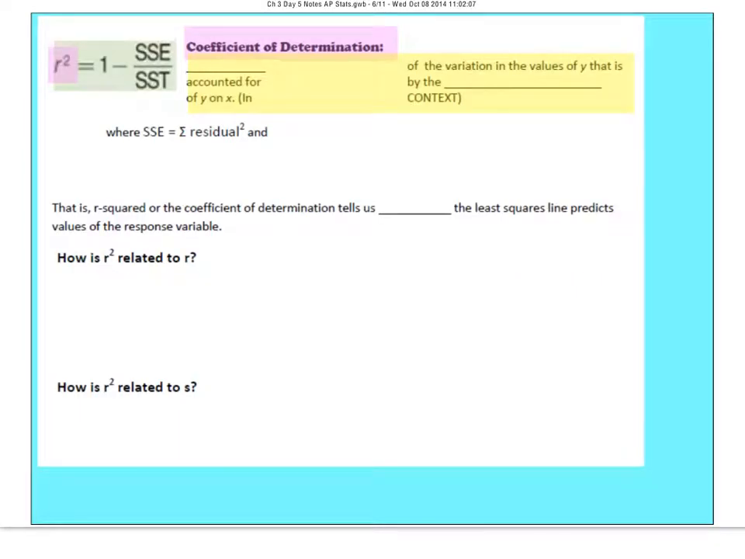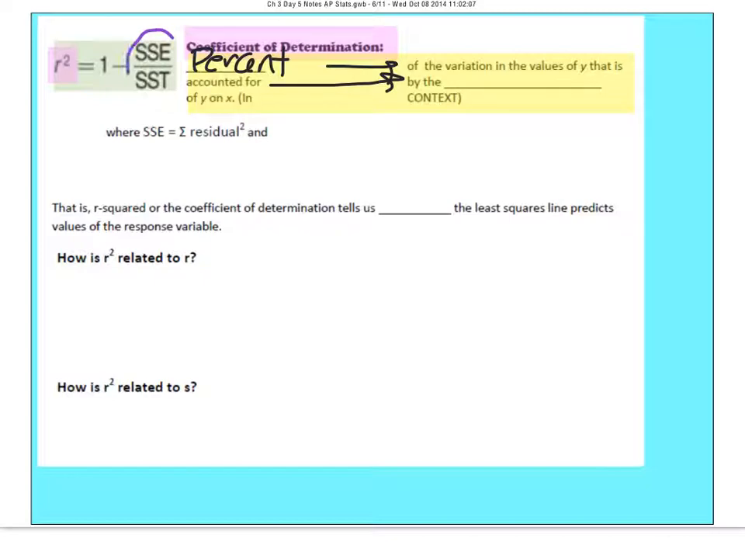The second thing I want to tell you how to define is called the coefficient of determination, and it's r squared. It technically is just the correlation value squared. And what they've done for it is this. You can see right here they're doing a proportion or a percent. So by definition, it is the percent of variation in the values of y that is accounted for by the least squares regression line.